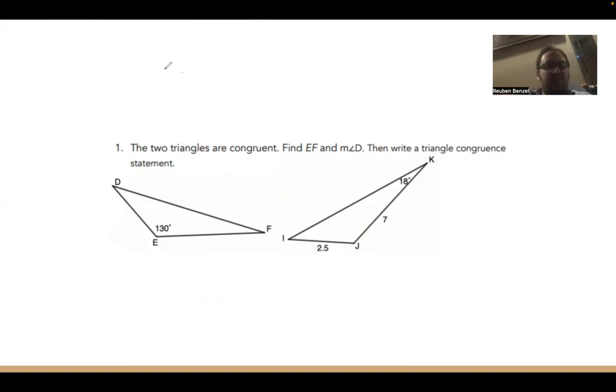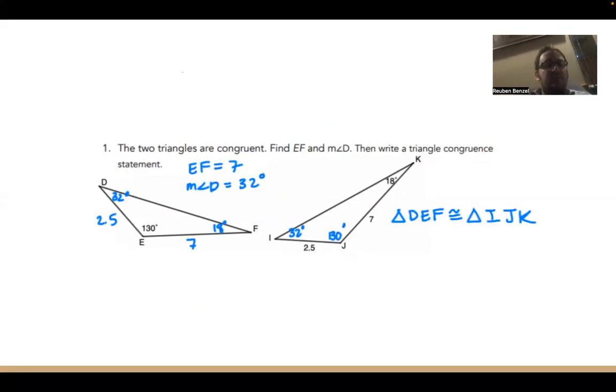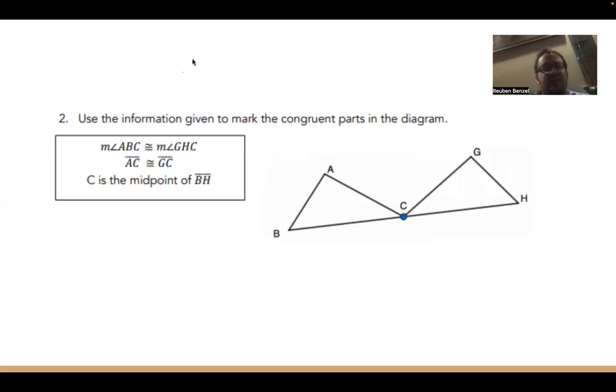Let's take a look at the next example. Example 2 says, use the information given to mark congruent parts in the diagram. So we're going to mark what is given. First off, I'm going to do this in multiple colors. I'm going to start with the blue. Angle ABC is congruent to angle GHC. This is given to me.